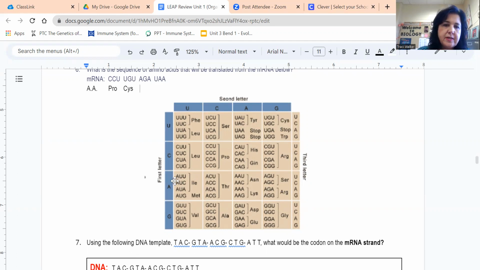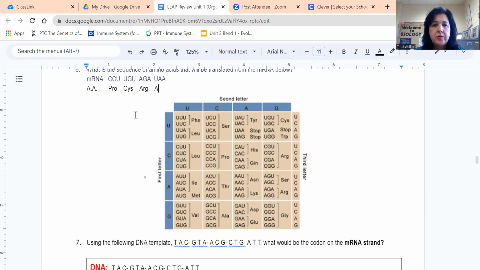AGA, my first letter is A, my second letter is G, so they intersect right here. AGA, here's my A, AGA is arginine, ARG. And then UAA, first letter is U, second letter is A, so they intersect in this box. And UAA is going to be stop.